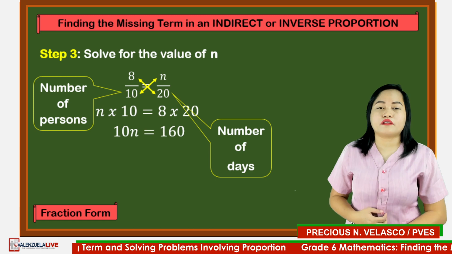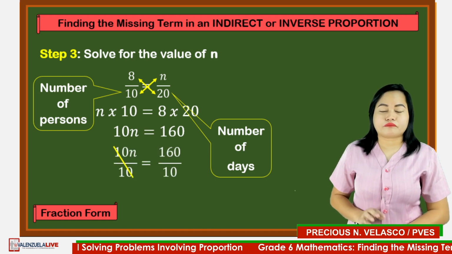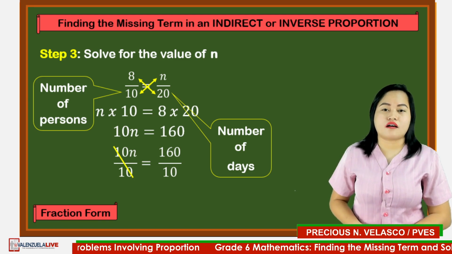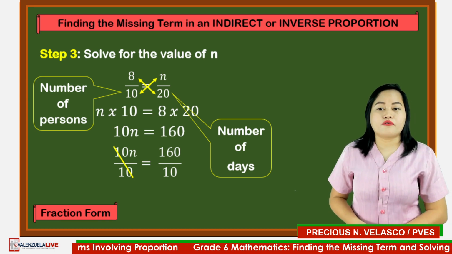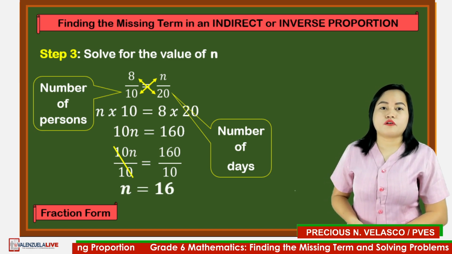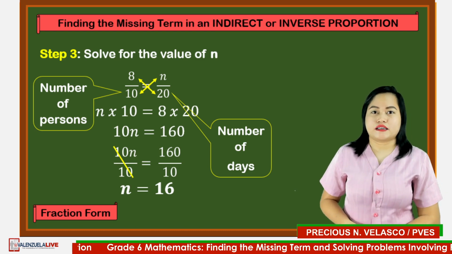And then we are going to divide both sides again by 10 to eliminate the 10 near the n. So we have 10n over 10 is equivalent to 160 over 10. So we have also n is equivalent to 16.